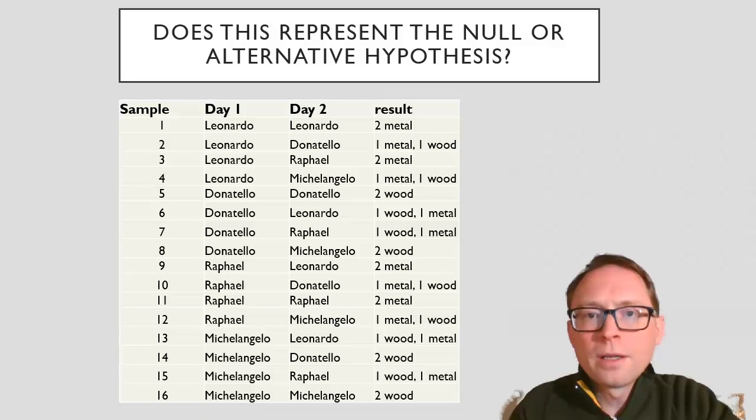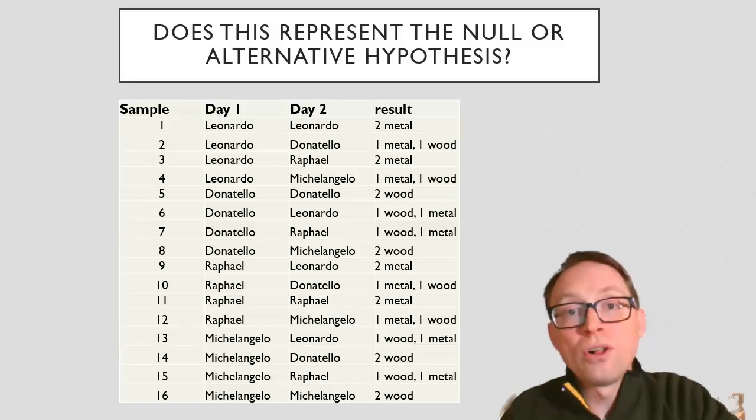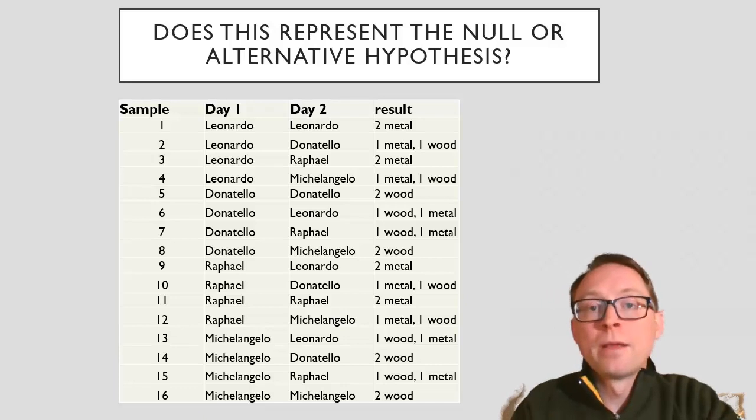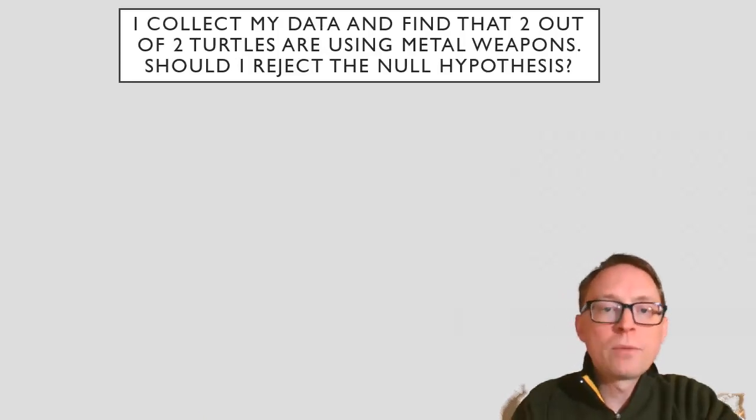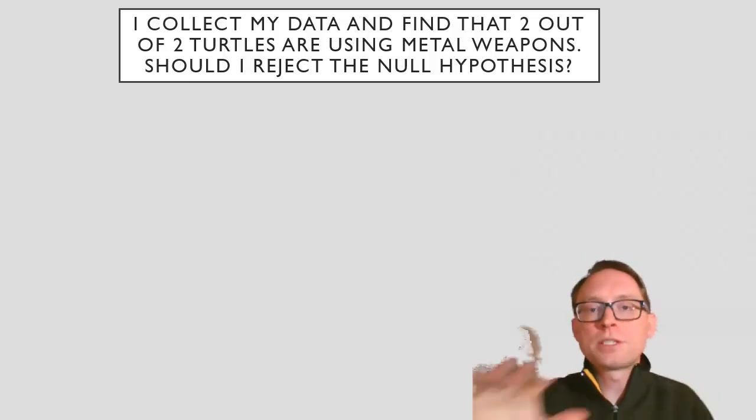So that's why we compare our alternative hypothesis to the null and the probability of it happening when everything is normal. What do I mean by that? Well, let's take a look at it. Let's say I collect some data, right? So let's say, hey, we know that Shredder's going to be on fire.